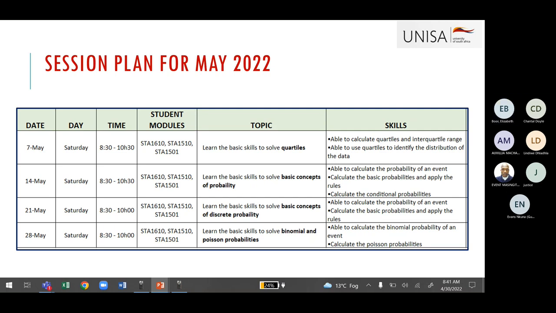If you're doing 1501, what we do not cover when we do discrete probabilities are the marginal probabilities. But if you need help with those, feel free to ask as well.